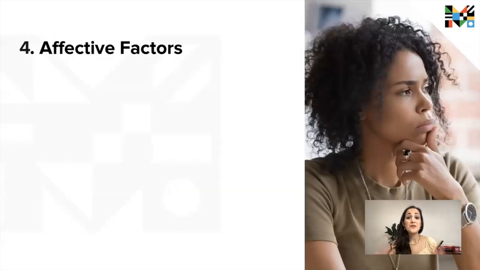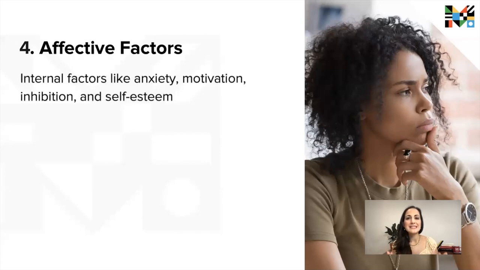The fourth and final difference between L1 and L2 learning that we'll cover today is something called affective factors. Affective factors are things like anxiety, motivation, inhibition, and self-esteem that might help or hinder language learning. Once again, we can relate this back to age. Young children are generally less inhibited and have less anxiety when it comes to learning their languages. They don't really worry about making mistakes, and they do make plenty of them.